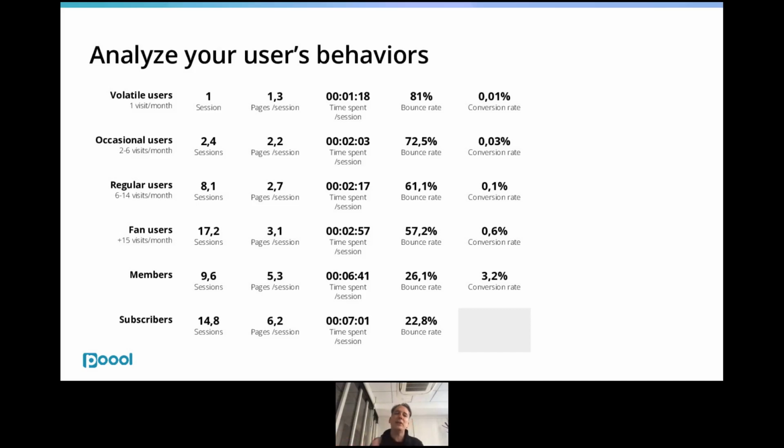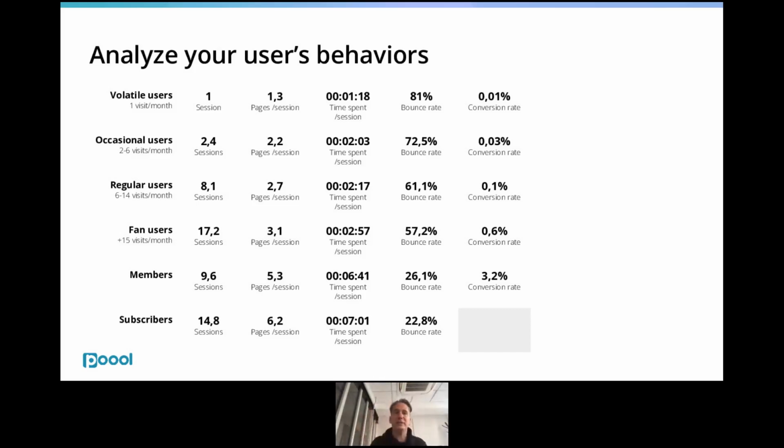These numbers are an aggregated view of what we see on the market out of the 120 brands we work with. Of course, we got top performers, low performers. That gives you a clear view about a classic media brand. And you see how it goes from volatile down to the subscribers. Occasional users generate more sessions and more pages per session. Regular, even more. Fan, even more. And the bounce rate is going down. Makes sense, because they don't just read one page.